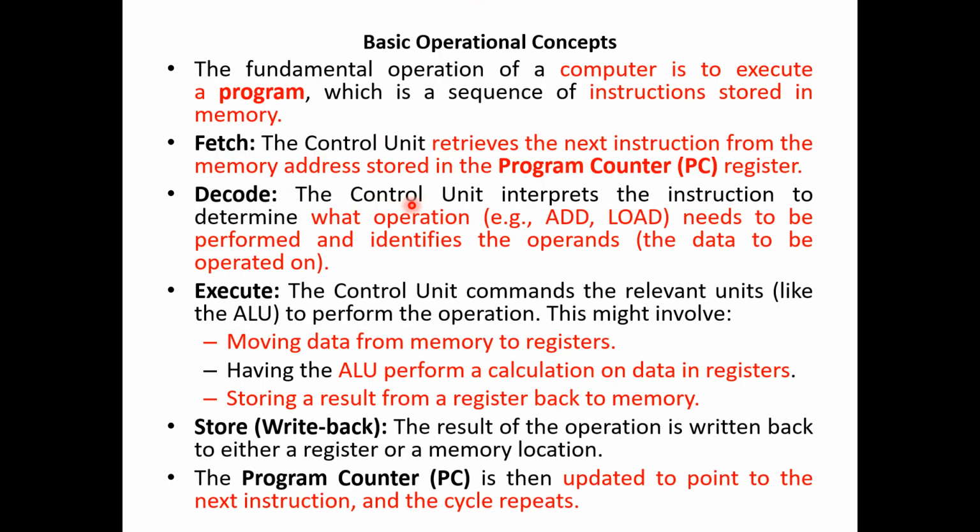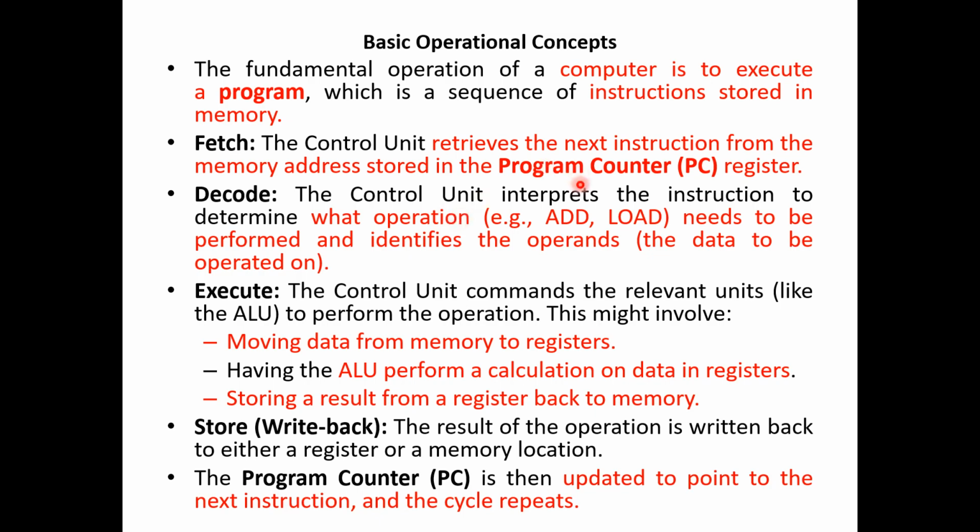The control unit interprets the instruction and determines what operation is needed. In decode, we are getting two data. So this one is an add operation or a load operation to be performed, identifying the operand, the data to be operated on. First we get the data from the register and decide what type of operation we want to do. Third one is execute, so we know what type of operation we want to do.